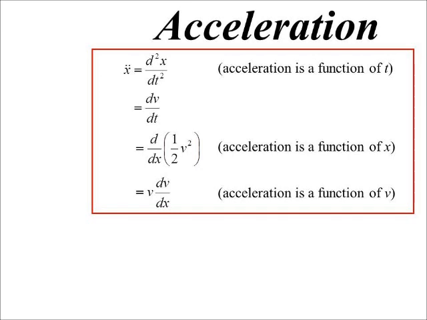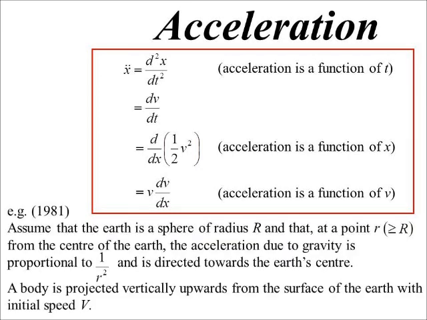So here is a very, very old question now, 1981. We're going to assume the Earth is a sphere, radius capital R. You'll notice back in 1981 they didn't worry about numbers. They sort of called things r. And at a point little r, which is of course greater than capital R from the centre of the Earth, has to be greater than or it'd be inside the Earth, the acceleration due to gravity is proportional to 1 on little r squared and is directed towards the Earth's centre.